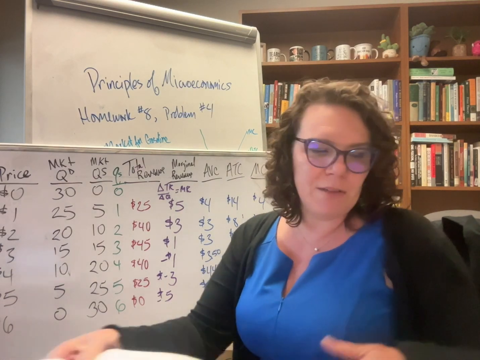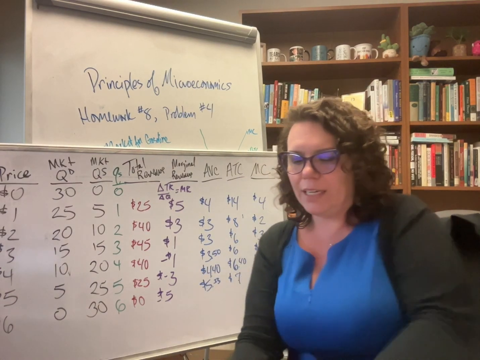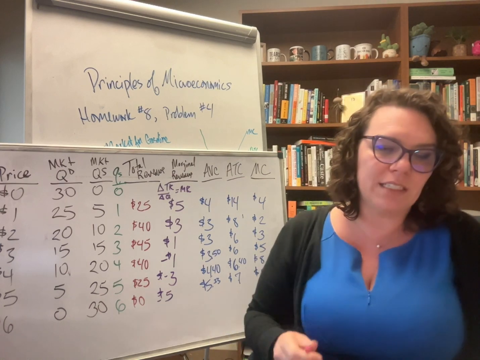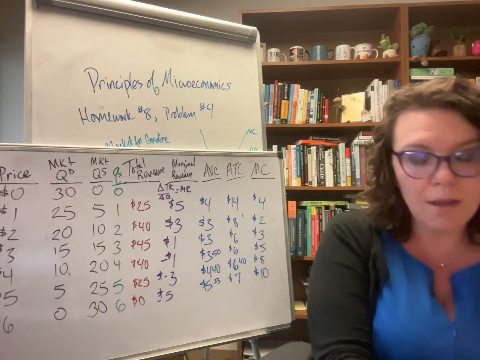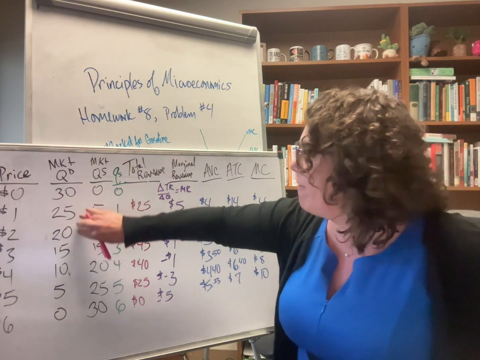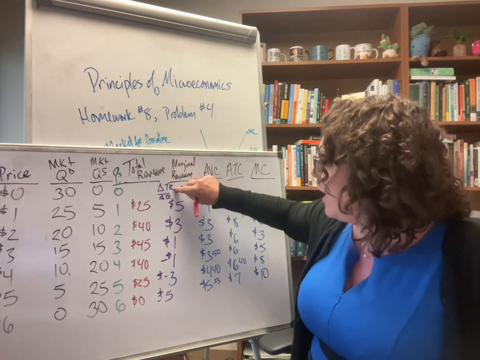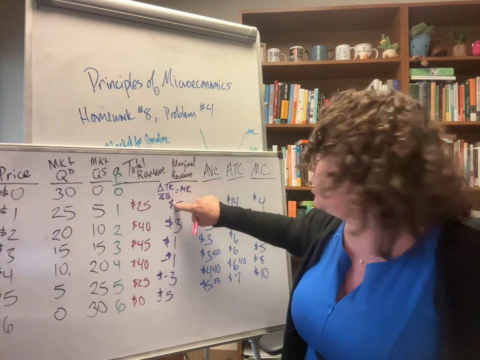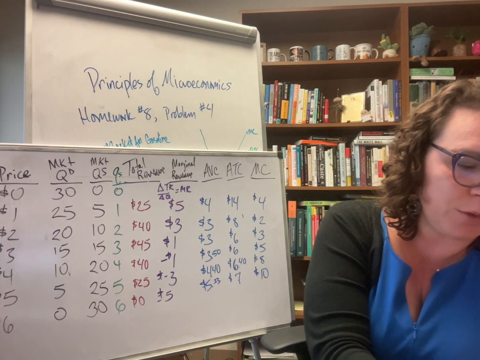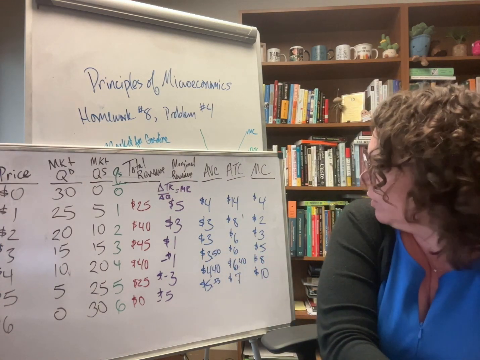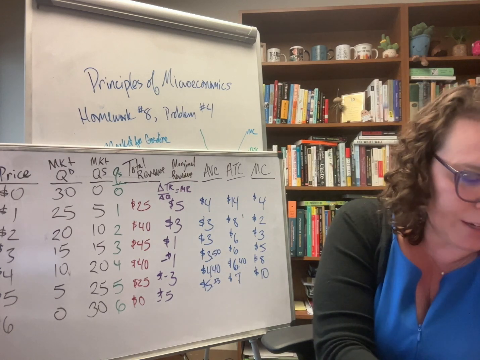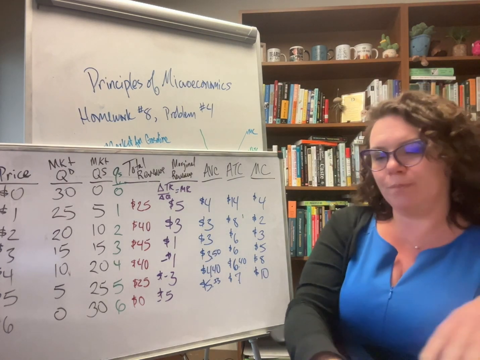And I'm sure this tripped some people up because usually on the exams, I'll always give you a change in quantity that's 1 to 1 to 1 to 1. But in this case, it's 5, 5, 5, 5, 5. So you have to divide that change in total revenue by the change in quantity. So our marginal revenue curve is going to be $5, $3, $1, negative $1, negative $3, negative $5.